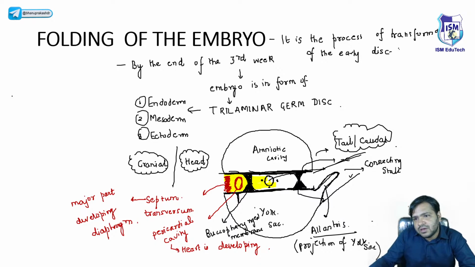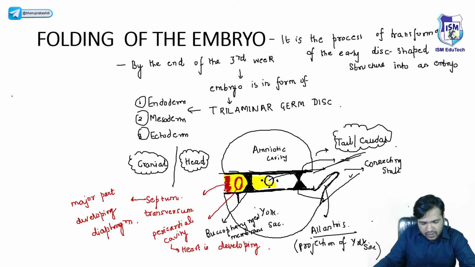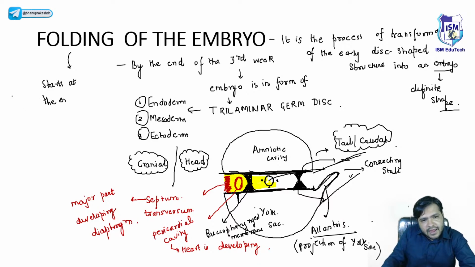into an embryo. An embryo basically has a definite shape, right? And remember, this folding basically starts at the end of the third week.